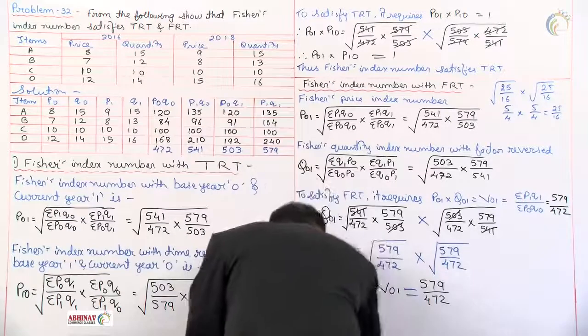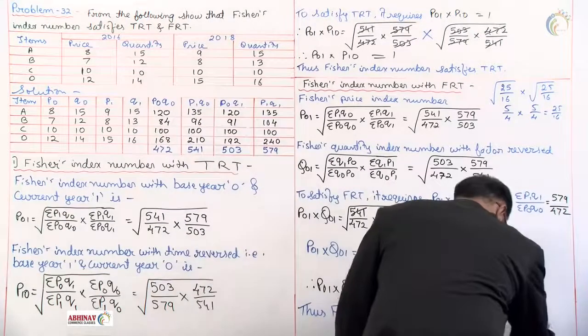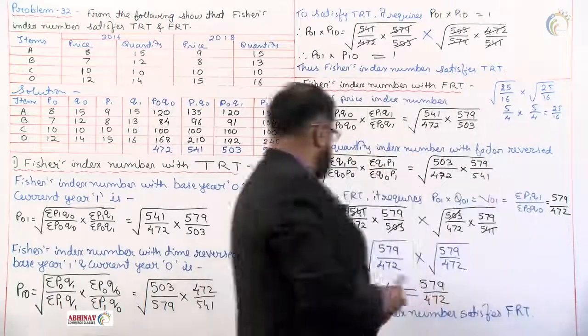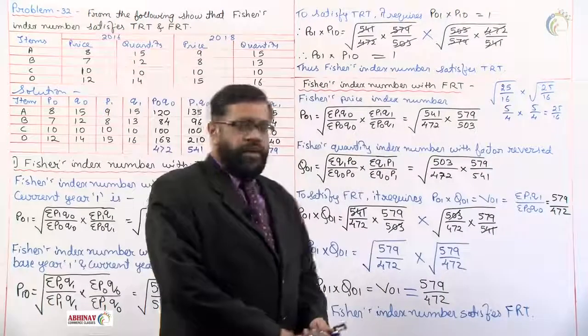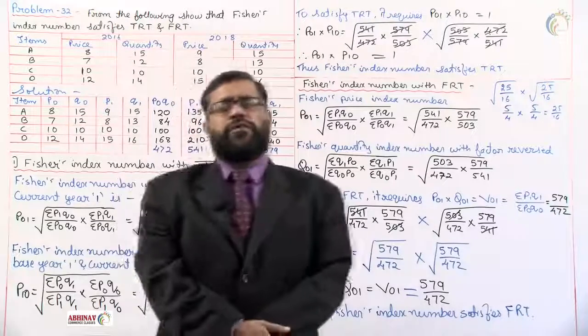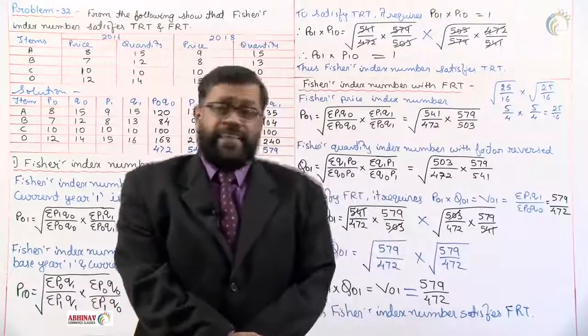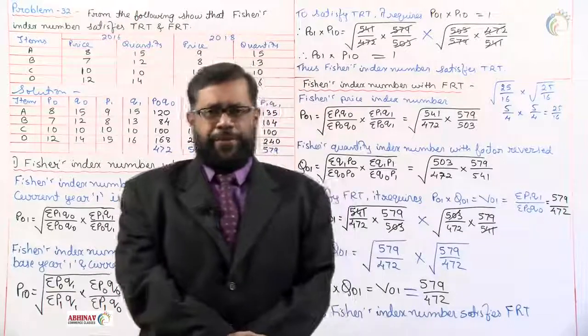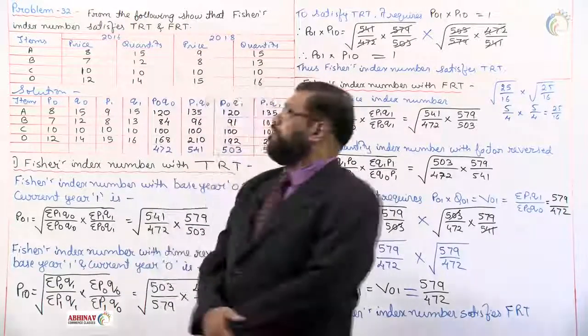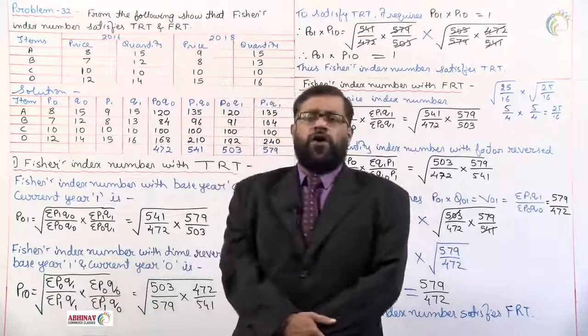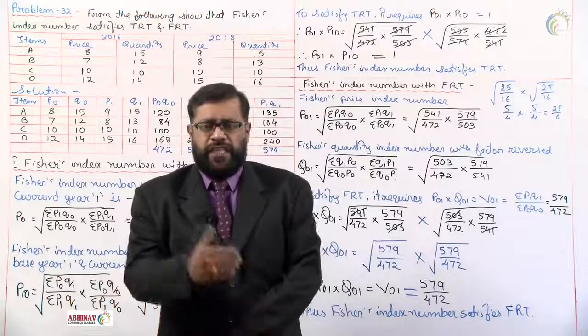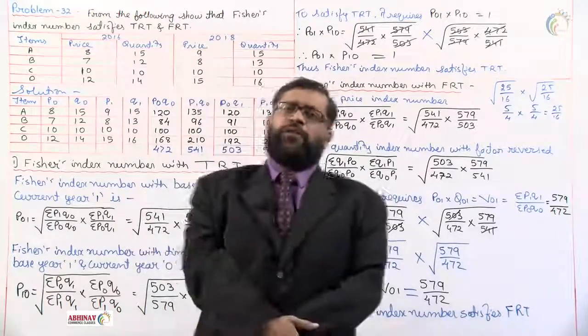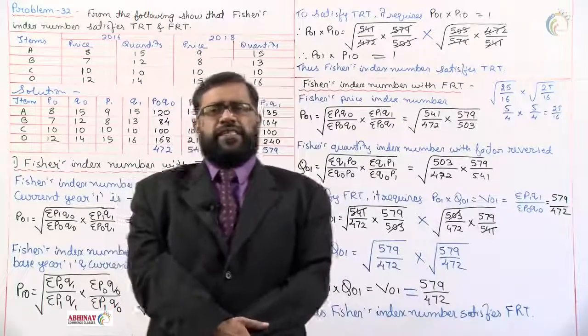Let's see. Thus, Fisher's index number satisfies FRT. This is the only index number which satisfies both the tests, and that is the reason why we say that Fisher's index number is the ideal index number. So in this session, we have completed problem number 32 on TRT and FRT with Fisher's. In the next session, we'll again take up a problem on the time reversal test with Fisher's index number. Thank you.